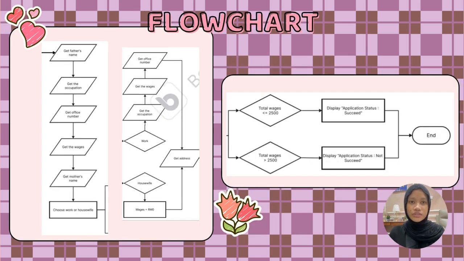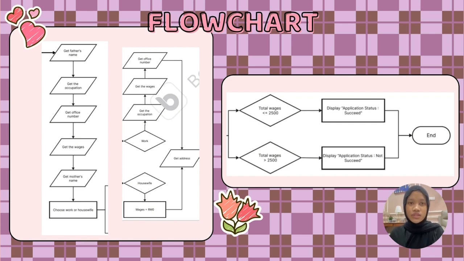For the next flowchart, we will get the father's name, occupation, office number, wage, and mother's name. We need to choose work or housewife. And if work, we need to get the occupation, wage, and office number. If housewife, the wage equal to RM0 ringgit, and then we will get the address.